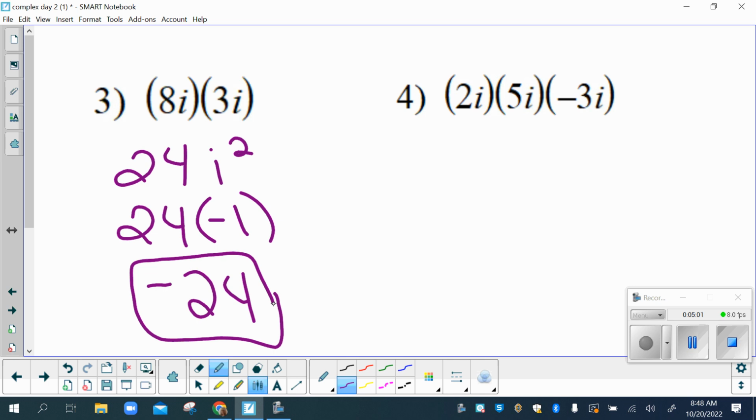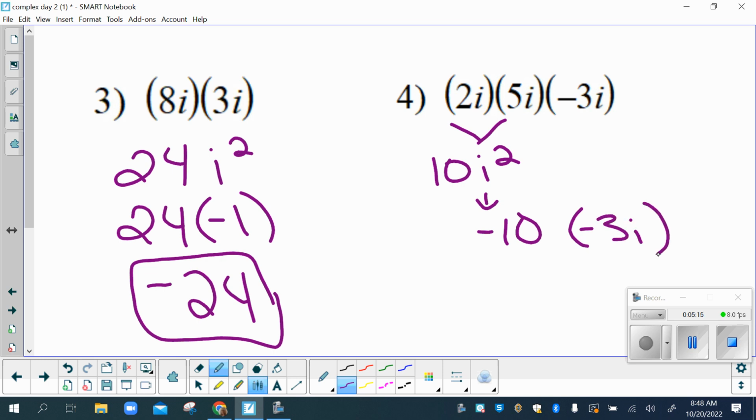So watch what I'm going to have here. I'm going to go like this. 2 times 5 is 10i squared. Wait a second, i squared is negative 1, so it turns into negative 10. Now I'm going to do it times negative 3i. So I'm going to get 30i.